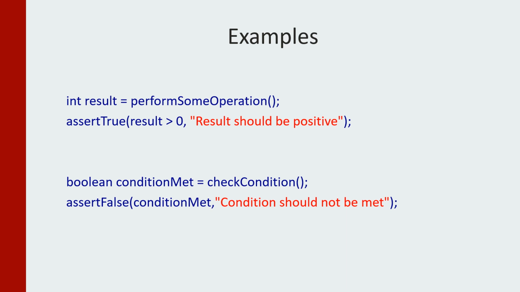The first example I have is int result, perform some operation. I don't know what this method does, but we want it to be greater than 0. So we're going to have a test case, assertTrue, result greater than 0, which is a Boolean, and we're going to have this message here, result should be positive. On the other hand, let's say we want an assertFalse. Let's say there's a Boolean and we're going to check some condition, but we actually don't want it to be met. So assertFalse, condition met, and then we say condition should not be met. Right? So in either case, you can have something that you want to be true or something that you want to be false.